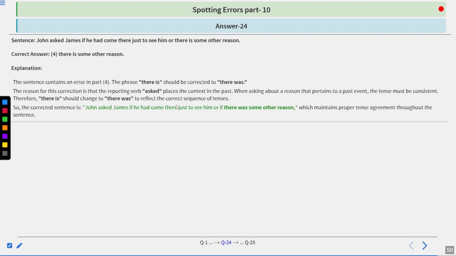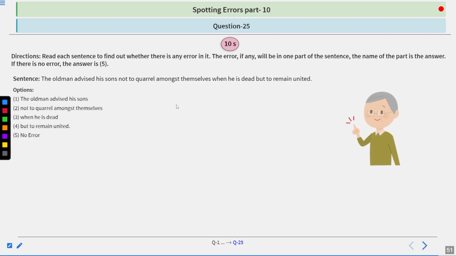This should reflect the correct sequence of tenses. So the correct sentence is: John asked James if he had come there just to see him or if there was some other reason, which maintains proper tense agreement throughout the sentence. I hope you have understood. Let's move to the next question.